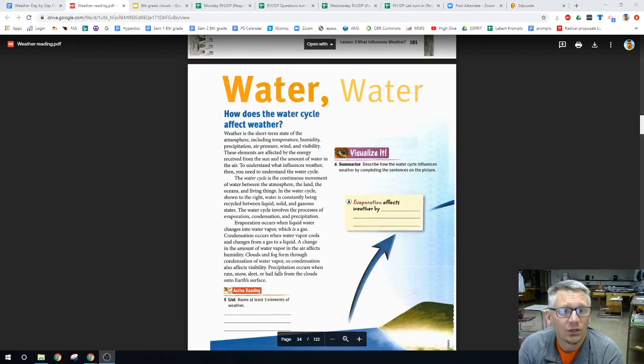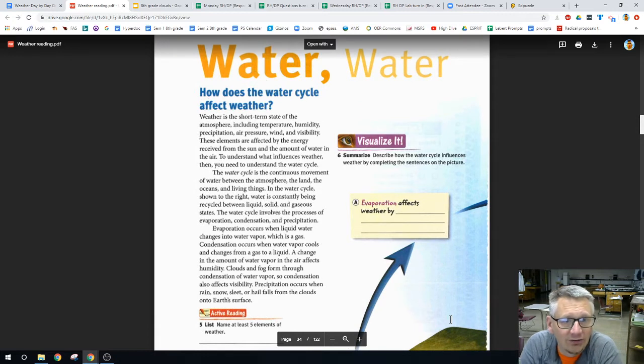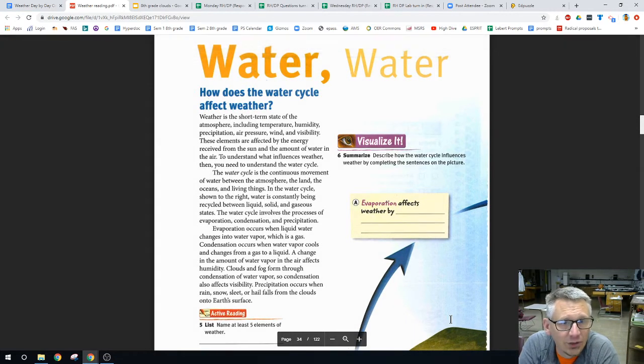Water. How does the water cycle affect weather? Weather is a short-term state of the atmosphere, including temperature, humidity, precipitation, air pressure, wind, and visibility. These elements are affected by the energy received from the sun and the amount of water in the air. To understand what influences weather, you need to understand the water cycle.